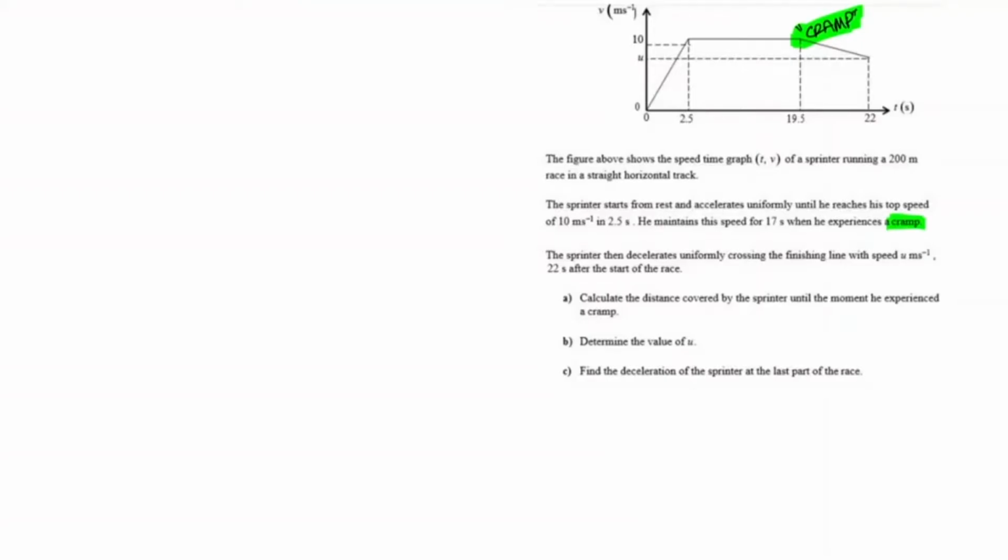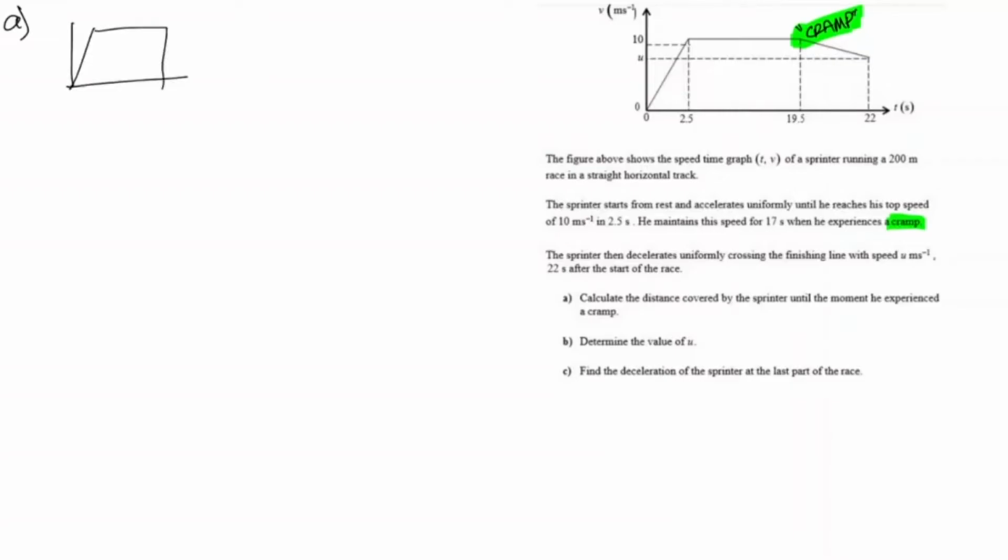What does the question ask us to do first? We are asked to calculate the distance covered by the sprinter up until the moment he experienced a cramp. Okay, so we know that a velocity time graph can be used to calculate displacement if we find the area underneath the graph. So that's what I'm going to focus on. Can I get an expression for the area underneath the graph in between the start of the race and the point where he experienced cramp? So from 0 seconds to 19.5 seconds.